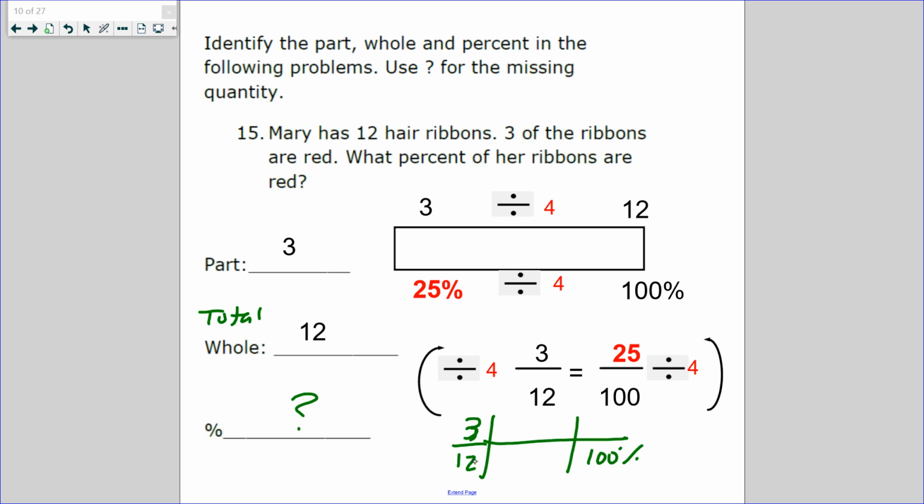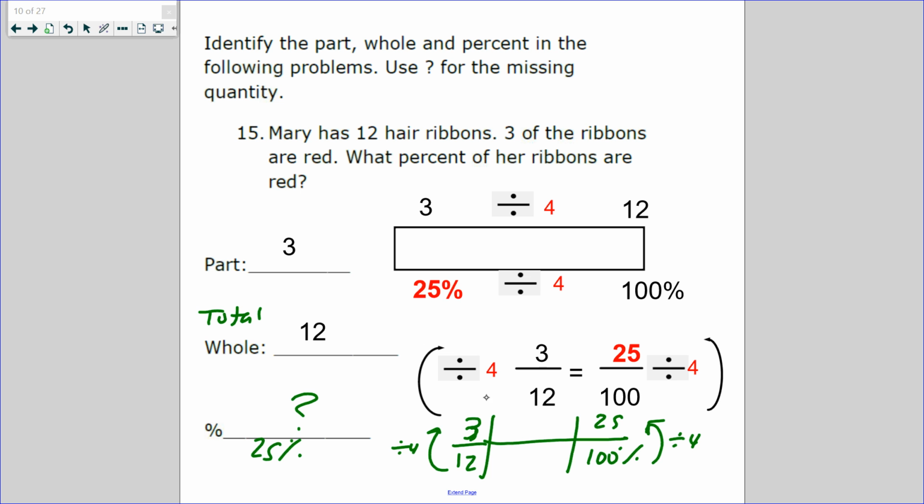100%. Can you do a side-to-side relationship? Not quite. But can I do a down to up? How do you break down a 12 to a 3? Divide by 4. Divide by 4, and you get 25/100 or 25%.